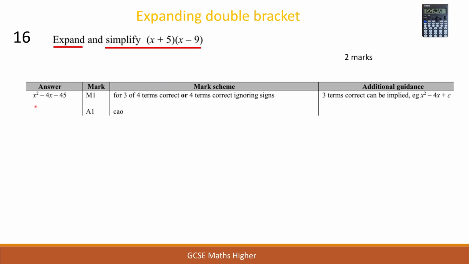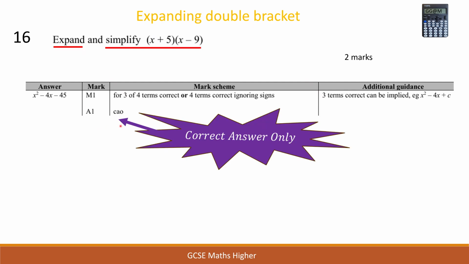The answer was x squared minus 4x minus 45, and that gave you 2 marks. This CAO means correct answer only, so it had to be written like that. If you made a mistake with a sign, you wouldn't get the mark.